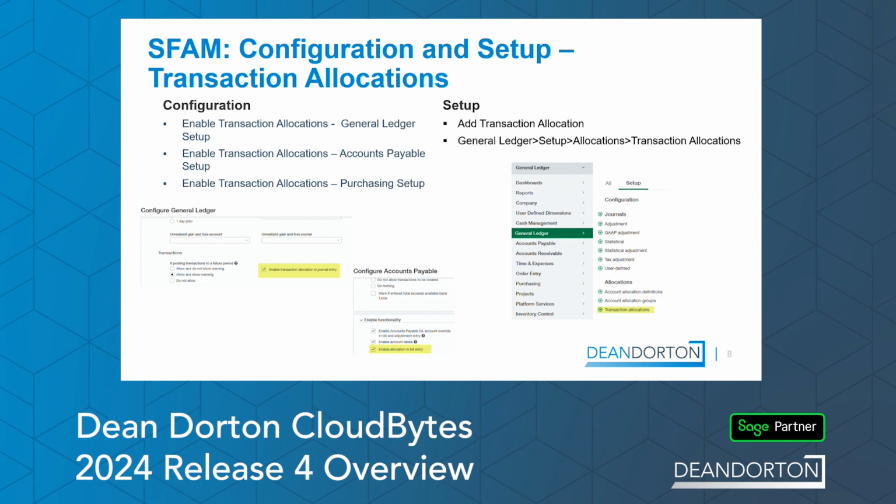To be able to turn that on, there is a configuration item, and you can see all those screenshots here. Enable transaction allocations in GL setup, enable it in payables, and enable it in purchasing. And then add transaction allocations into that menu to create those allocations, that 25, that 40, that 35, that split between different departments. You have to enable transactional allocations on the left-hand side of your screen here, these items. And then you have to go in and create the transactional allocation in the general ledger setup area.